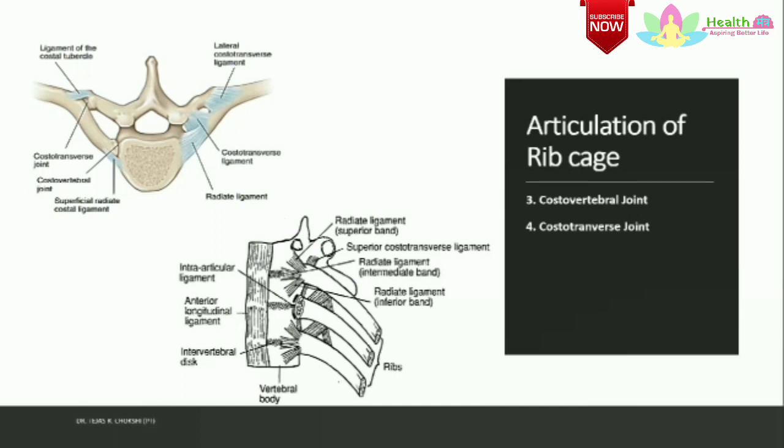Now we talk about the costovertebral joint. It's a synovial joint. The unique characteristic of a synovial joint is that it has synovial fluid, which plays a role in mobility. This costovertebral joint is formed by the head of the rib and 2 adjacent vertebral bodies and the interposed intervertebral disc. Now ribs 2 through 9 have a typical costovertebral joint.